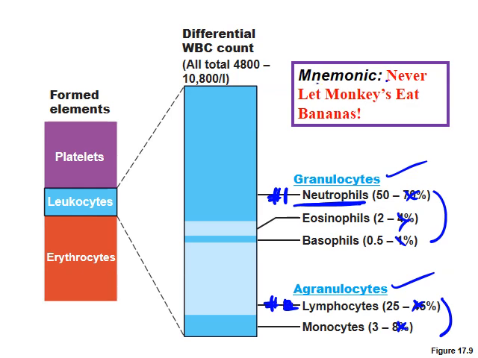All right, here's the mnemonic if you want to use it. Never let monkeys eat bananas. So that would be neutrophils, lymphocytes, monocytes, eosinophils, and basophils. I know it's not in order, so if you like it, great. If you don't, pick another one. That's fine.